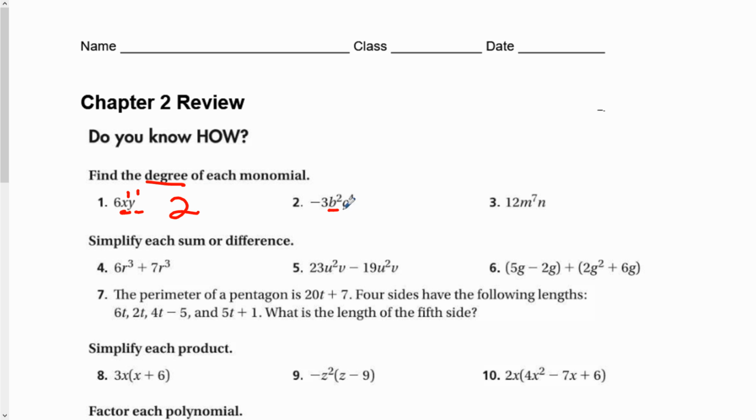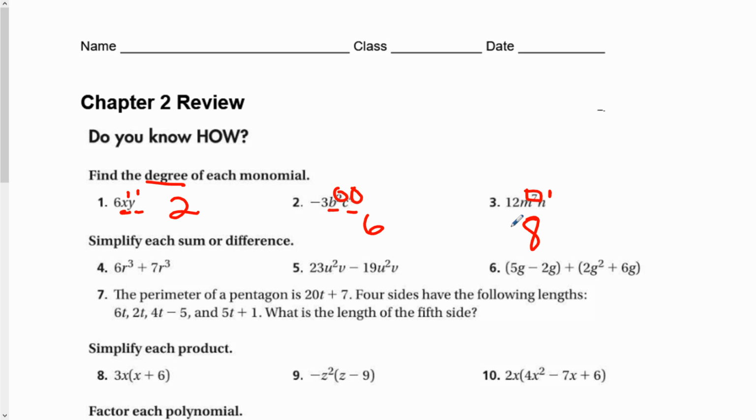Okay, so here we have B and C. B has 2, C has 4, so that's a total of 6. So that monomial has a degree of 6. Here's 7 and 1. Remember, if it literally has just a 1 in there, there is an exponent of 1. So that's a total of 8.